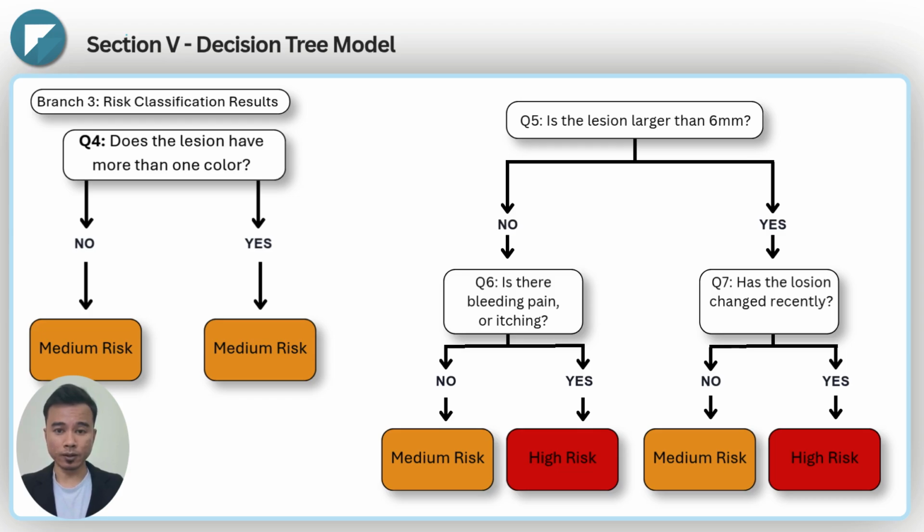So next for question 5, if the lesion is not larger than 6 mm, the system moves to question 6. If there is bleeding, pain, or itching, it's classified as high risk. Otherwise, it's medium risk. If the lesion is larger than 6 mm, the system moves to question 7. If there is a recent change, it's classified as high risk. Otherwise, it's medium risk.